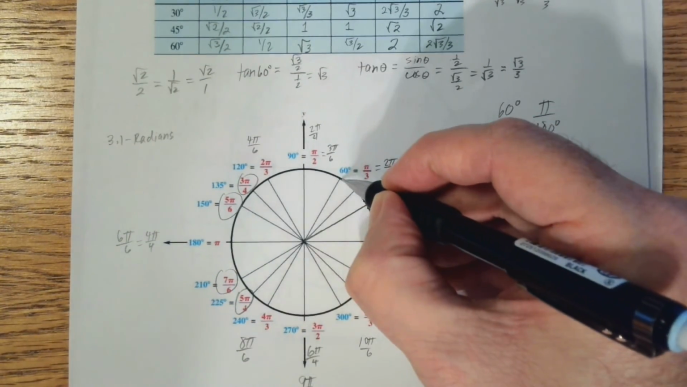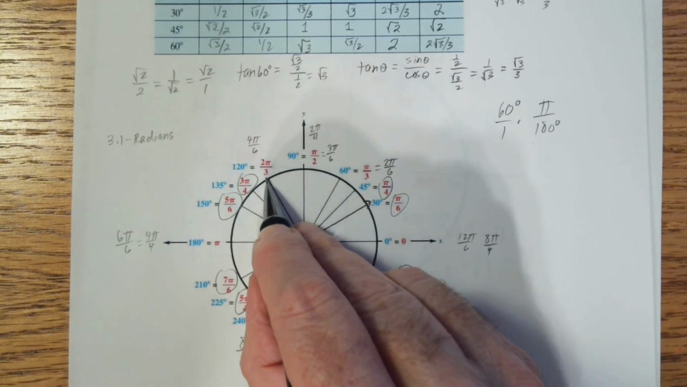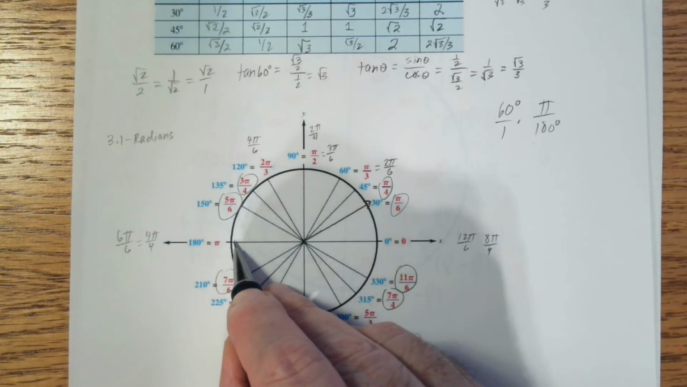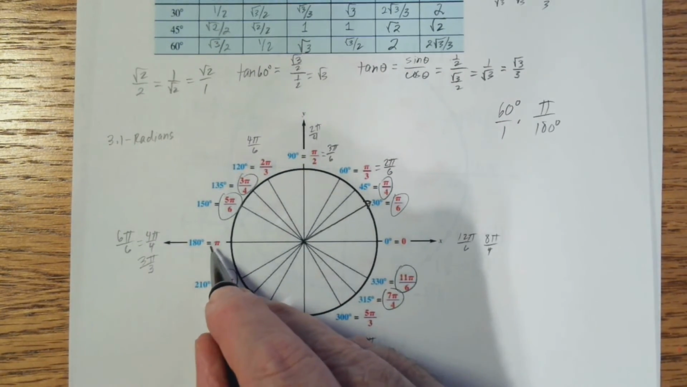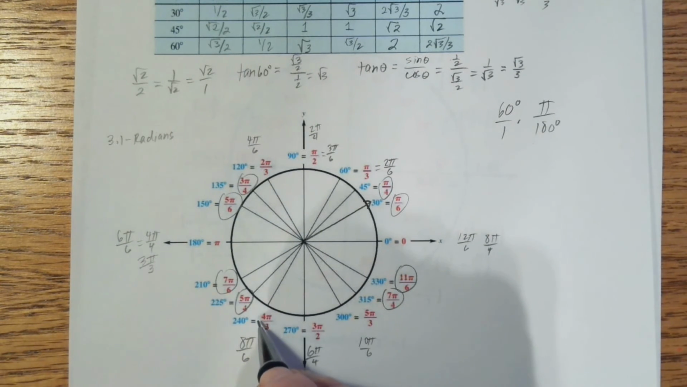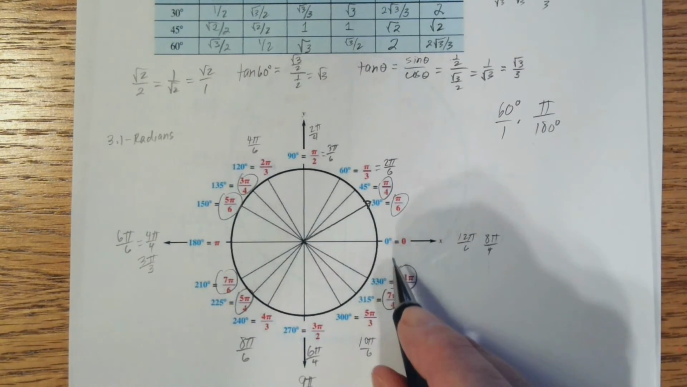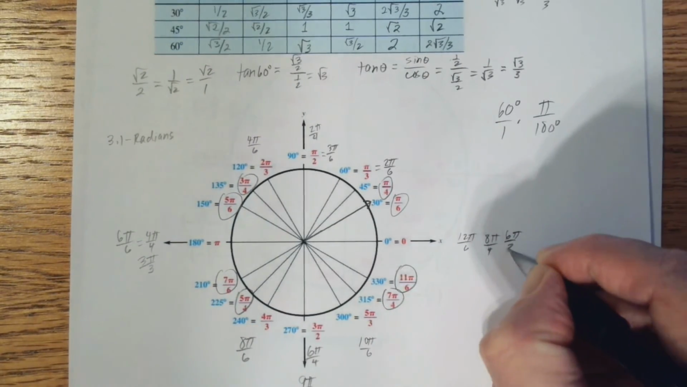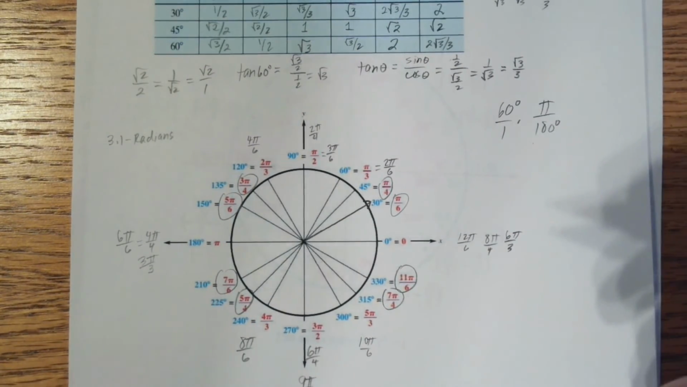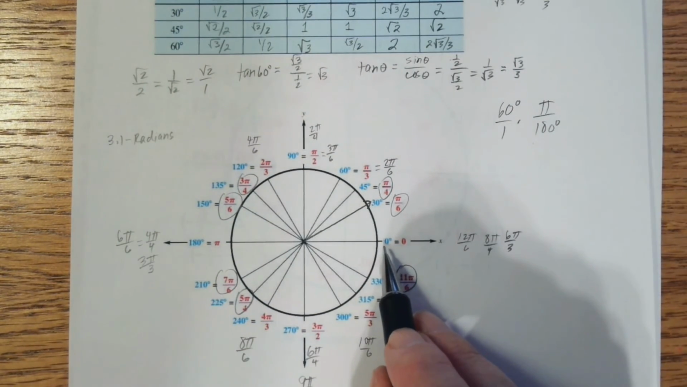All right, let's look at our multiples of pi over 3. That's basically 60 degrees. We go another 60 degrees, we're at 2 pi over 3. Another 60 degrees, we're at 3 pi over 3, or pi. Another 60 degrees, we're at 4 pi over 3. Another 60 degrees, we're at 5 pi over 3. Another 60 degrees, we're at 6 pi over 3, or back to 2 pi or 0.